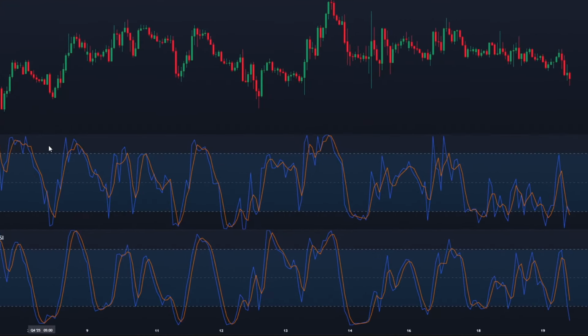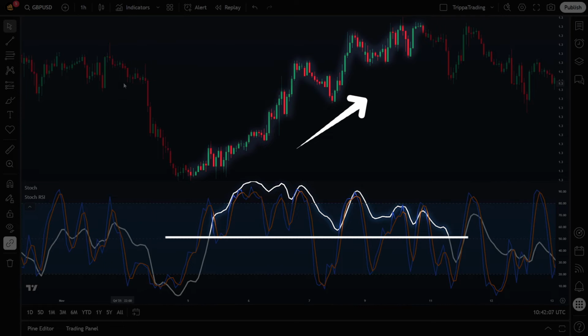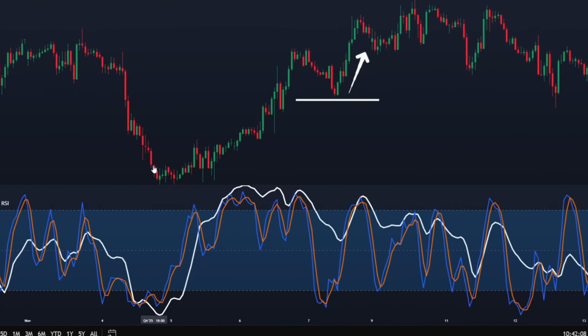I'm going to show you a very simple combination of two built-in TradingView indicators that tells you the trend, shows you clean pullbacks, and gives you clear, rule-based buy and sell signals. It's beginner-friendly, it works on any liquid market, and there's no guessing.